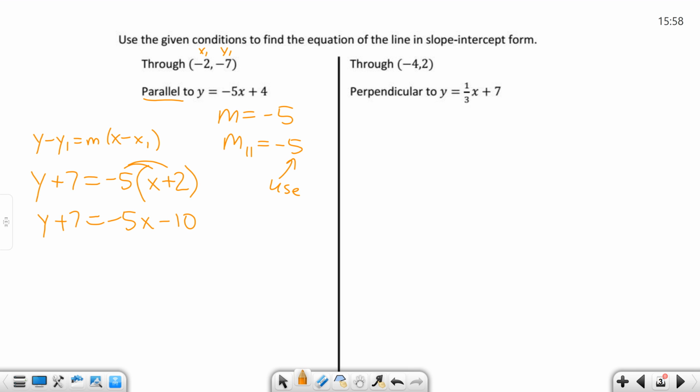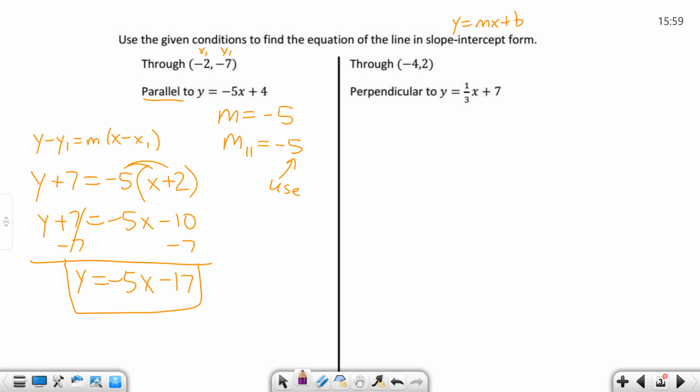Because look, slope-intercept form is y equals mx plus b, right? So how do I solve this for y? Get rid of the 7, subtract 7 from both sides, right? Y equals -5x minus 17. So we're doing the same thing we did when we started this business after slope about finding equations of lines. We're given a point and we have to figure out the slope. In this case, we're given a line to get the slope from, and then we're doing parallel or perpendicular. All right?